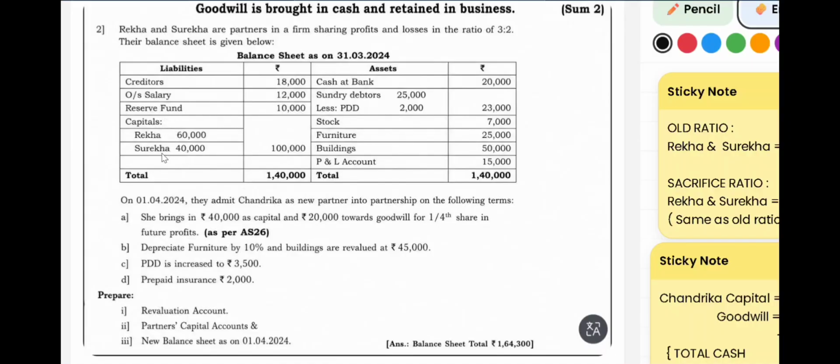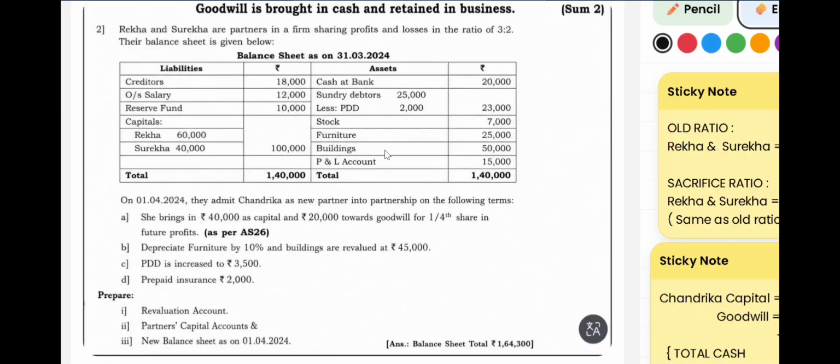Then next we have capitals. Capitals of Rekha and Surekha again will be entered in the partners capital account under Rekha's account 60,000 and Surekha's account 40,000. Now moving on to the asset side, cash at bank will appear in the new balance sheet but with certain adjustments. Then next we have sundry debtors, which again will appear in the new balance sheet with a PDD adjustment. Stock also will appear in the new balance sheet.